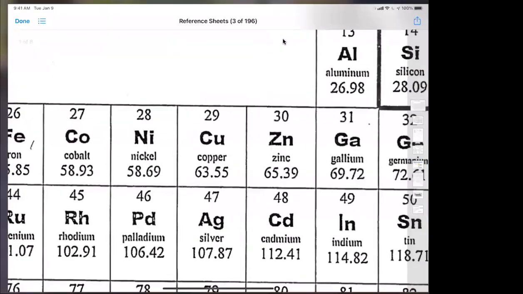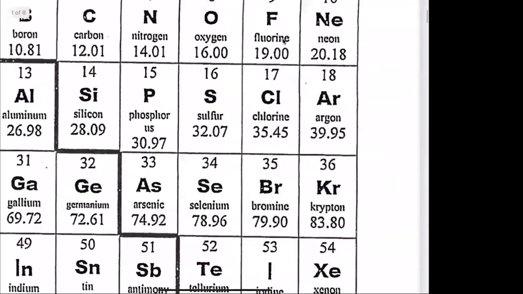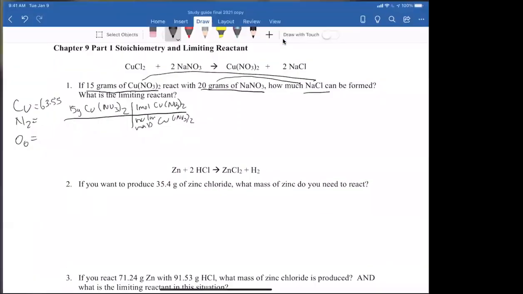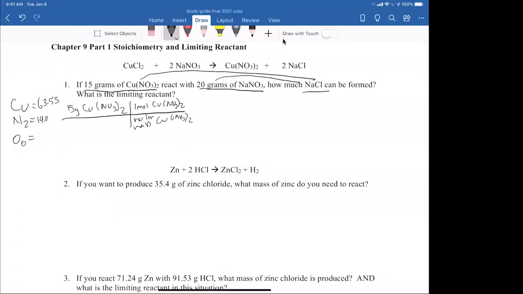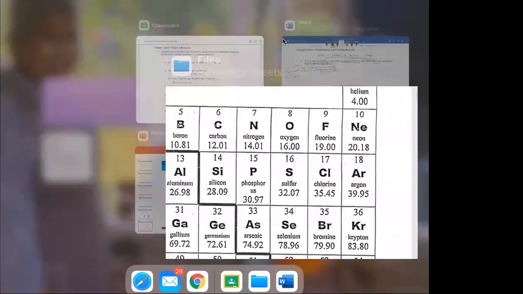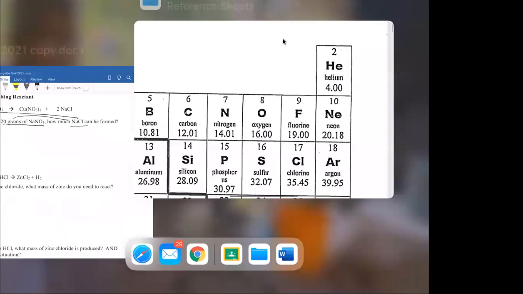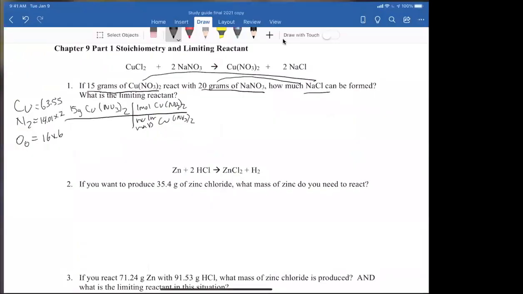N is 14.01. But just a reminder, we have 2 N's, so it's times 2. And then O is 16. I just know that one by heart because I use that one so much. It's 16, but it's times 6.